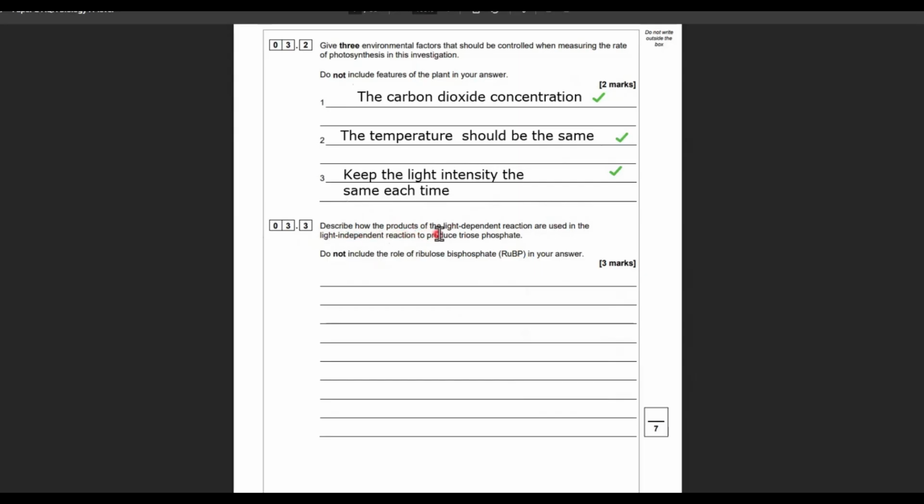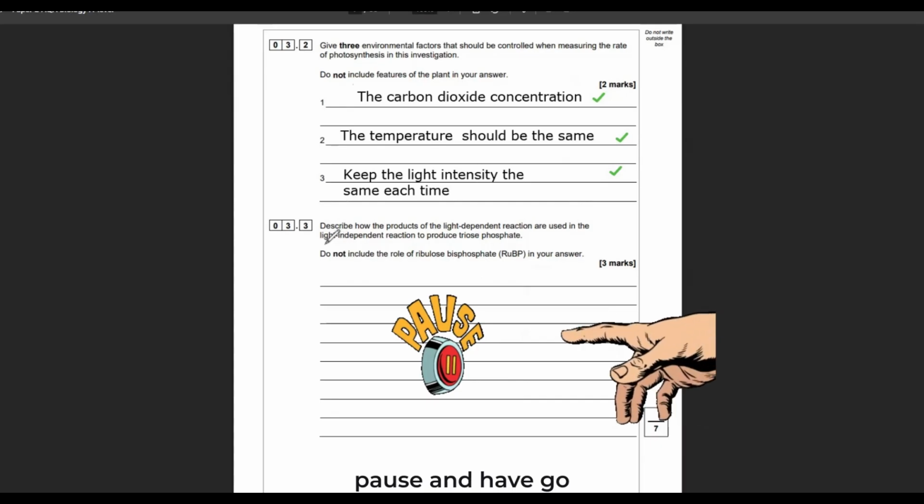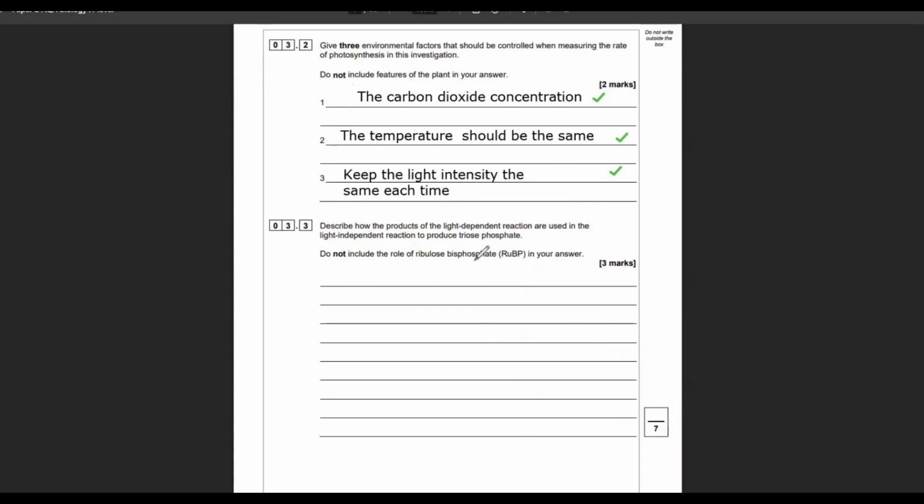Right, describe how the products of the light-dependent reaction are used in the light-independent reaction to produce triose phosphate, which is TP. Do not include the role of ribulose bisphosphate, RUBP, in your answer, and this is worth 3 marks. So we want to think about the light-independent reaction, the Calvin cycle. How is it that the products of the light-dependent reaction affect the Calvin cycle? Explain that for 3 marks. Pause the video, have a go.